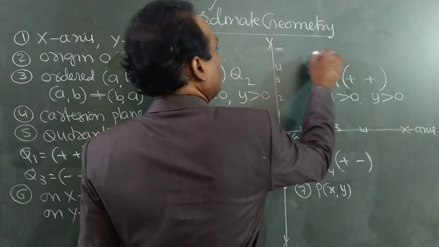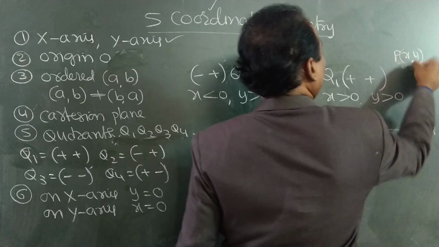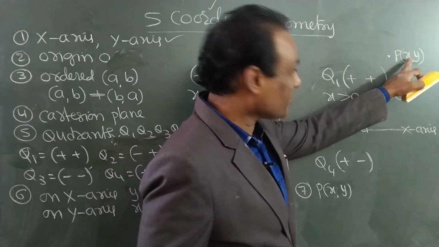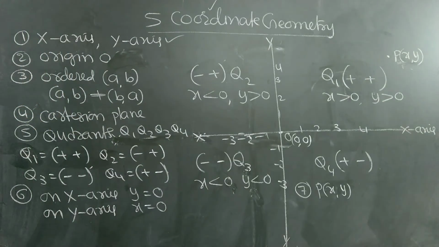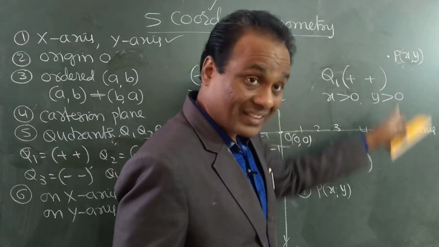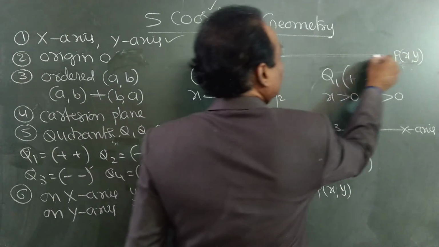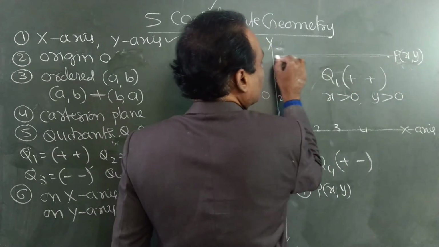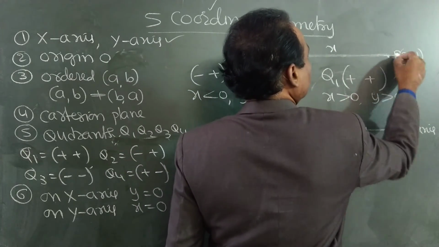Suppose P is a point x comma y. This x represents x value. Any point is denoted by a comma b. So x represents x value, which is nothing but this horizontal distance. This distance is x. Same if you do perpendicular, this distance is x. Horizontal distance is x. Vertical distance is y.